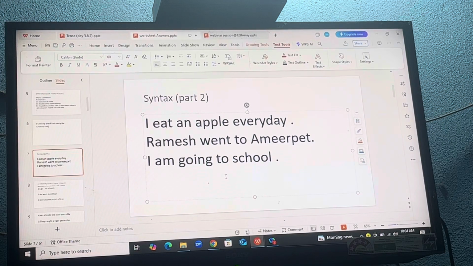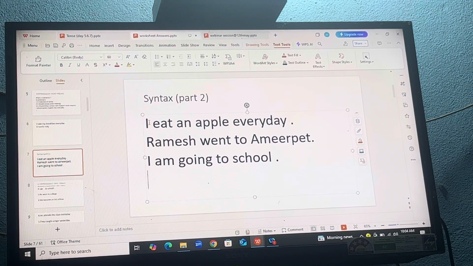So welcome to the second session of syntax. In this I'll proceed with more detail, and as I promised you, the story behind the subject, verb and object. So let's get started. Before getting into that, let's discuss once again, just a glimpse, what is subject.